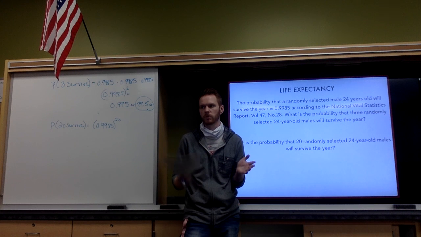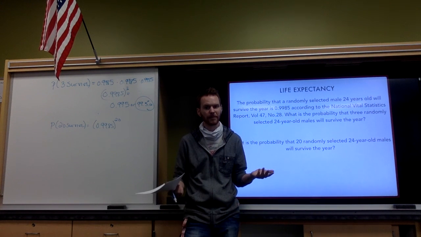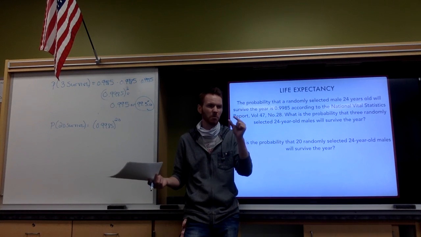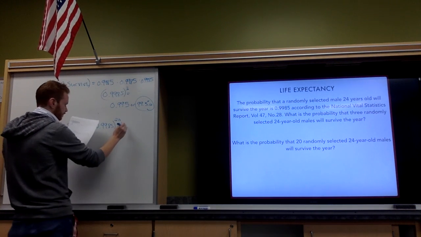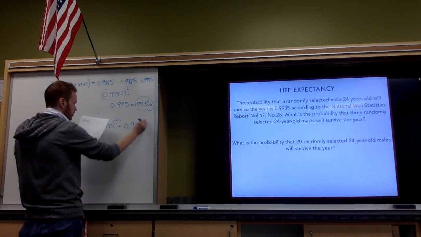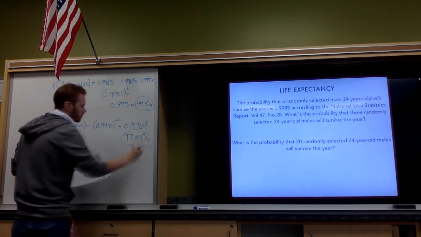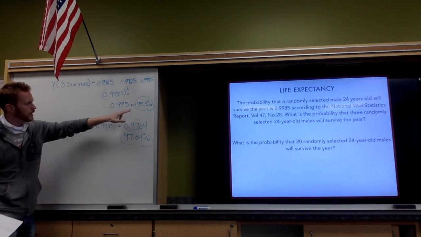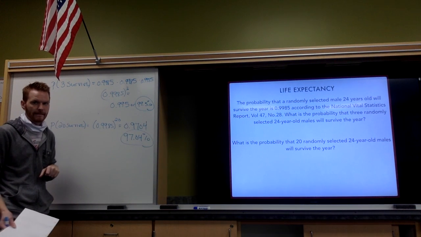Okay? So when you're calculating something that's happening 20 times, more than likely, it's not always going to happen, right? Unless it's luck. There's always that small percentage of luck where it could. So to the 20th power, this is our final result, or 97.04%. Okay, so our prediction was right. It did drop a little bit when we selected more people, okay?